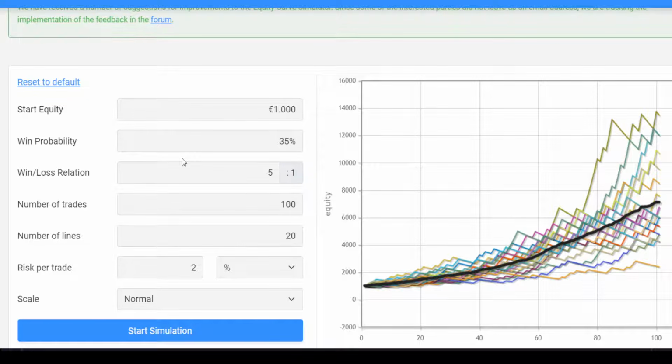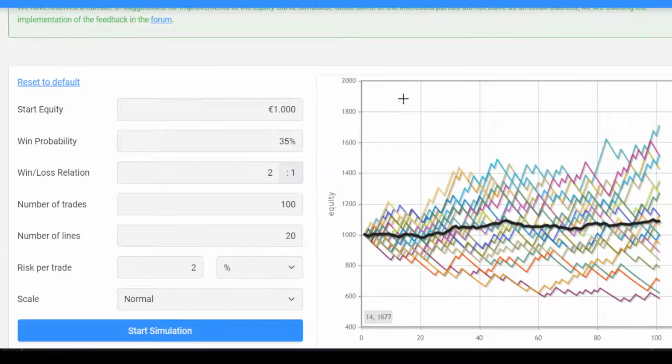Because something that is important to understand, a lot of people get hung up on win rate, but high win rate doesn't necessarily mean more profitable, and high risk reward doesn't necessarily mean more profitable, although it's one of the most powerful things that you can tweak in a trading system. So let's just turn this to a 2-to-1, 35% win rate, 2-to-1.